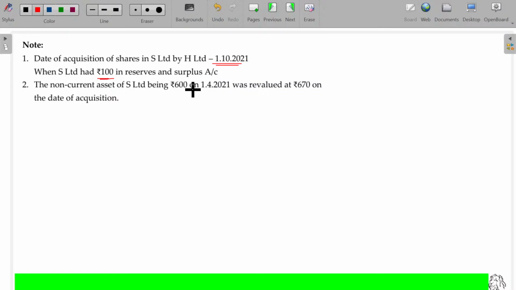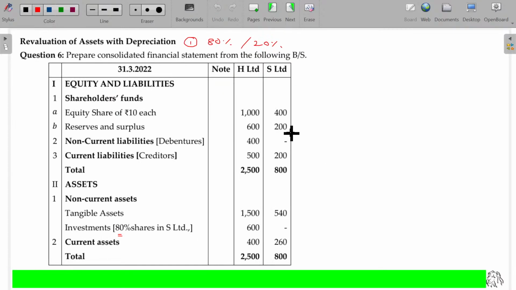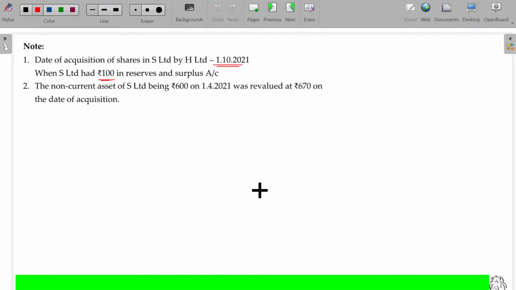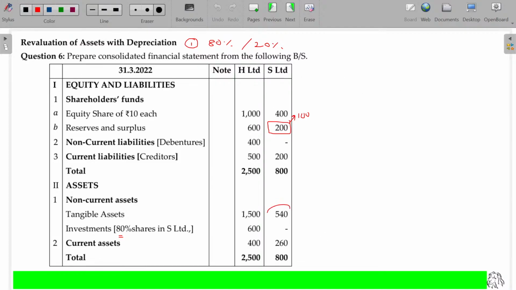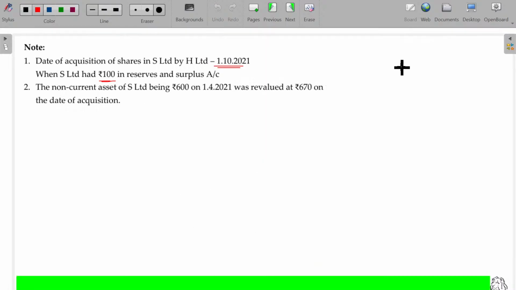When S Limited had 100 rupees in reserves and surplus, the pre-acquisition reserves and surplus is 100. Non-current assets of S Limited being 600 on 1/4/21 was revalued at rupees 670 on the date of acquisition. Clear? This is very, very important. What about the non-current assets value? Tangible assets 540. Non-current asset value is 540 on 31st March 2022.